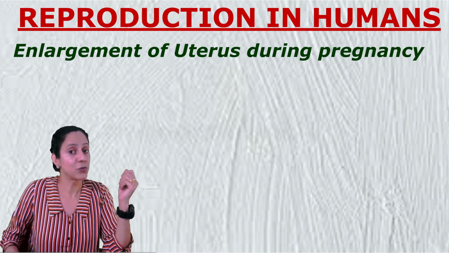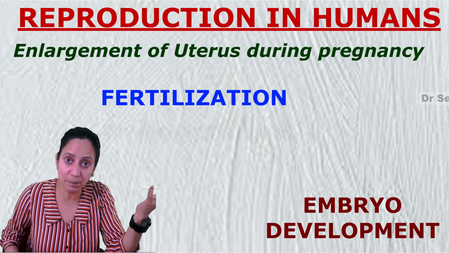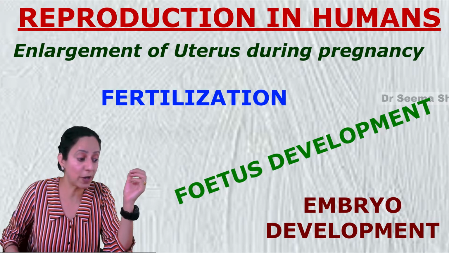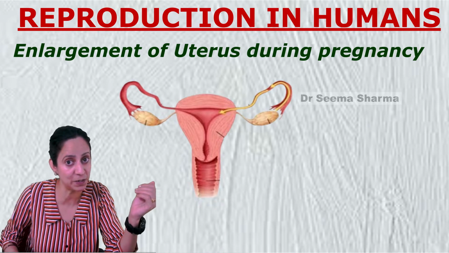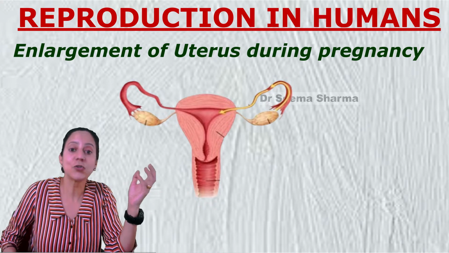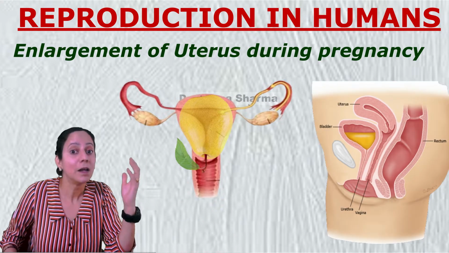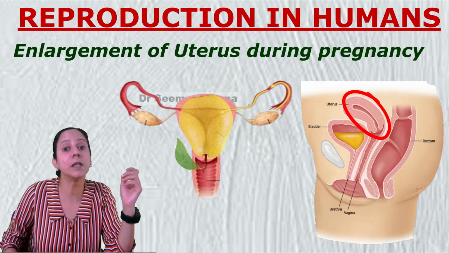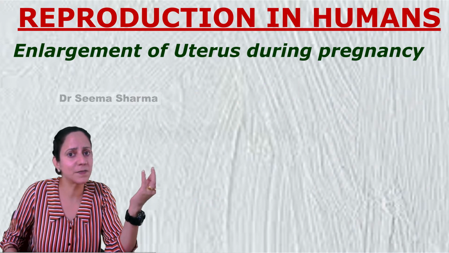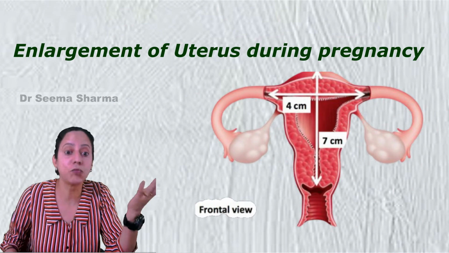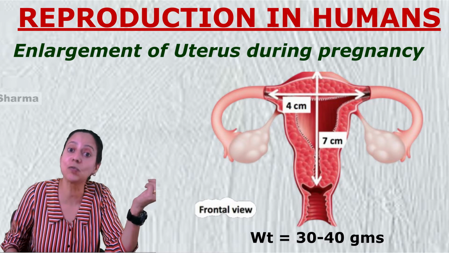In order to understand the process of fertilization, embryo development and fetus development, you should have an idea beforehand about the normal measurement of the uterus, its placement and comparison. The uterus is just an inverted pear-shaped structure. It is located in the pelvis between the urinary bladder and the rectum in the female body. The normal measurement is 7 centimeter in length and 4 centimeter wide, and its weight is approximately 30 to 40 grams.